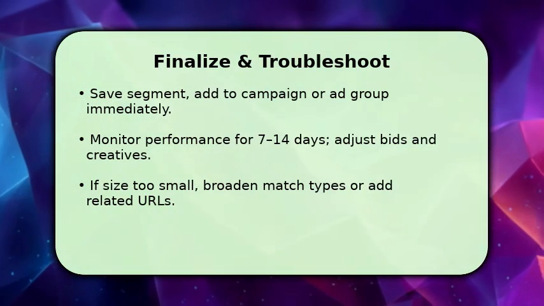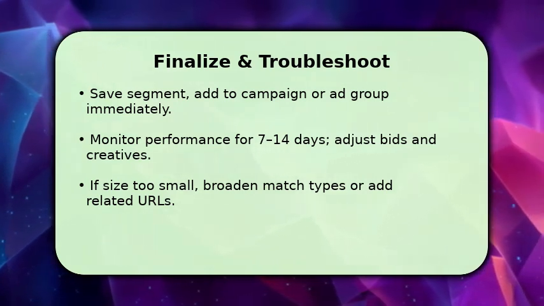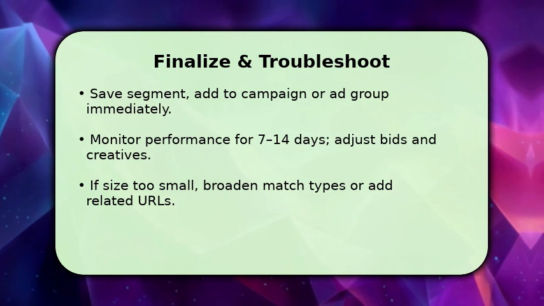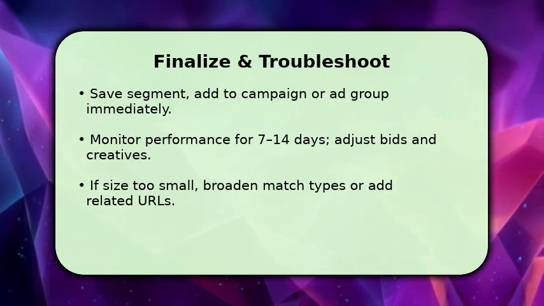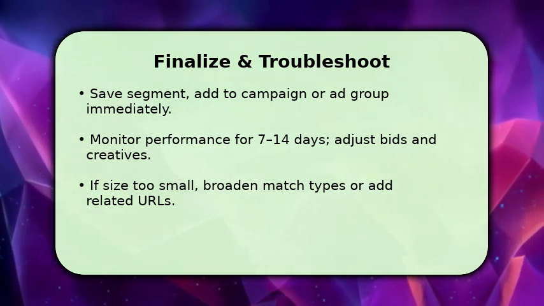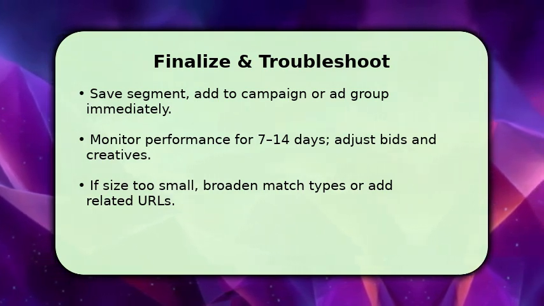You finish by saving the custom segment and applying it to the desired campaign or ad group, then set bid adjustments or experiment with creatives tailored to the audience. Once live, monitor metrics for 7 to 14 days to see conversions, CTR, and CPA. Make incremental bid and creative changes based on results.